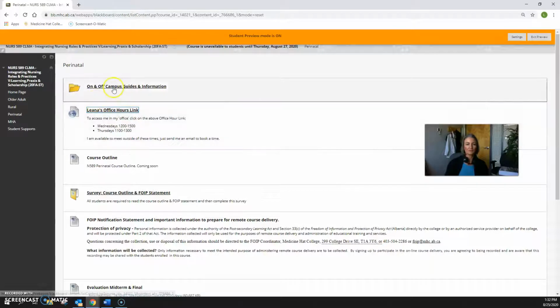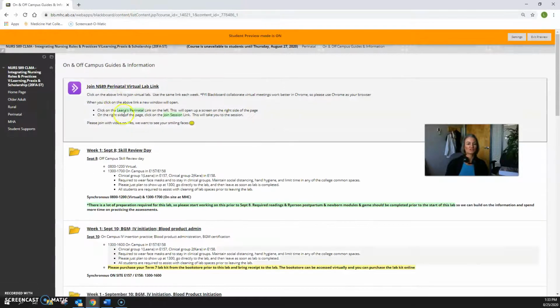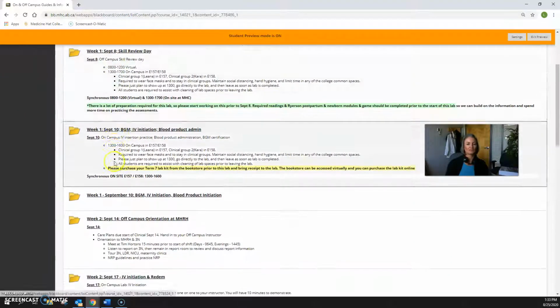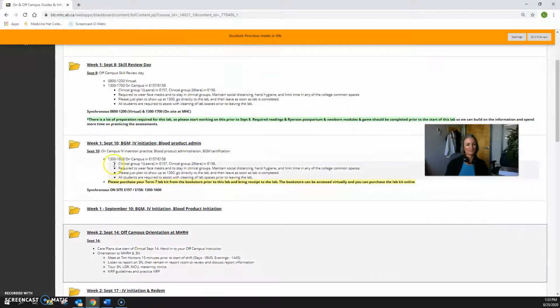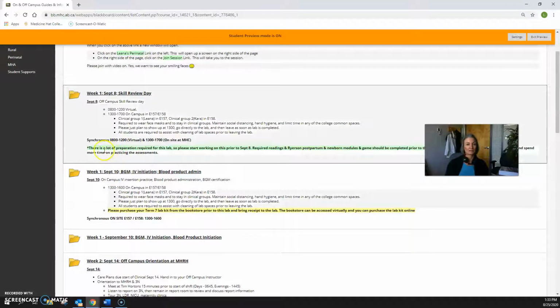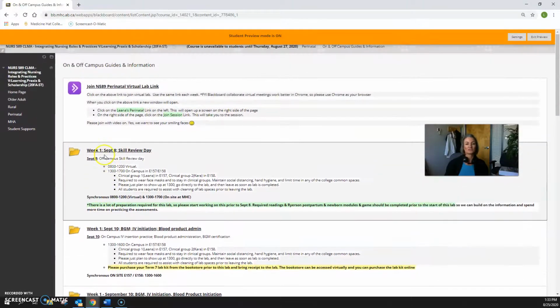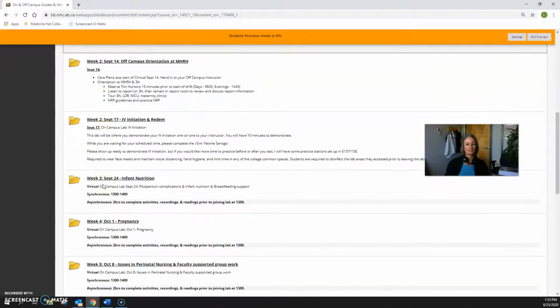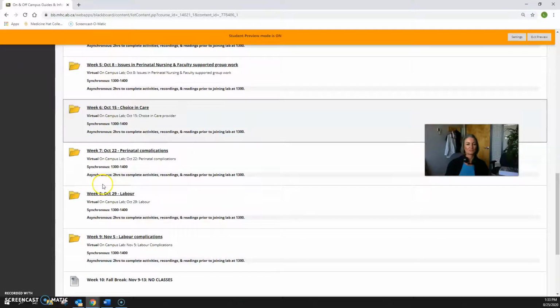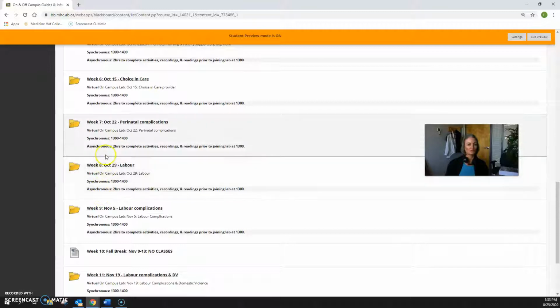Okay. Now for on and off campus guides and information, week to week, everything's going to be laid out and listed here. I've highlighted this. I recognize that in the first couple of weeks, there's a lot of information, a lot of reading, lots of preparation, lots to do. So definitely start accessing this information and doing your readings as soon as possible. And then, every week's topics, what we're going to be doing, it's all in here.